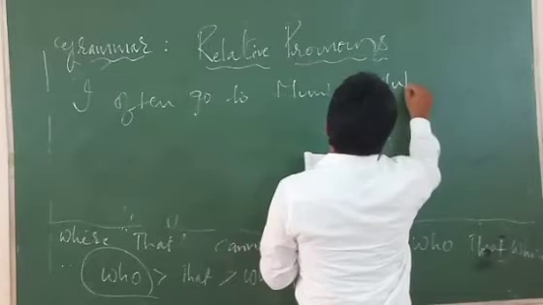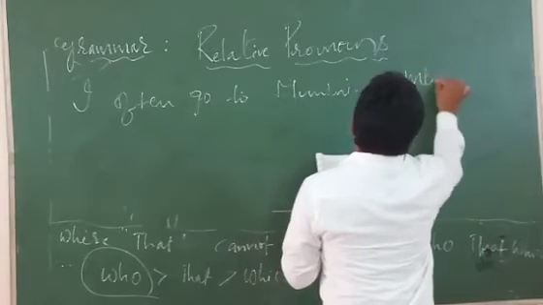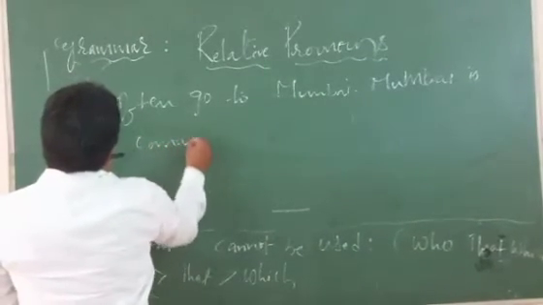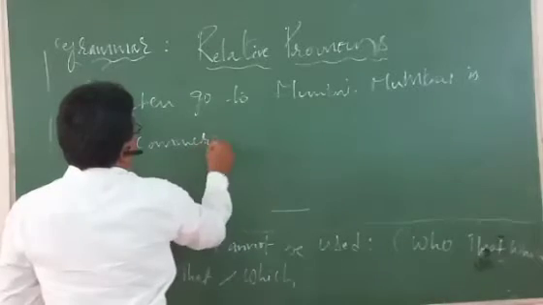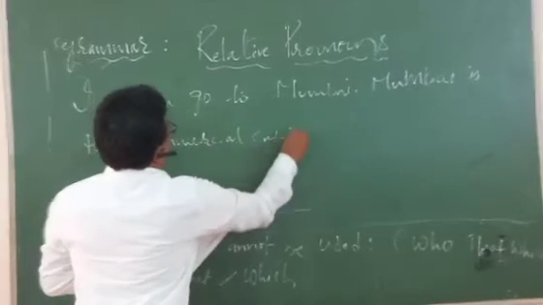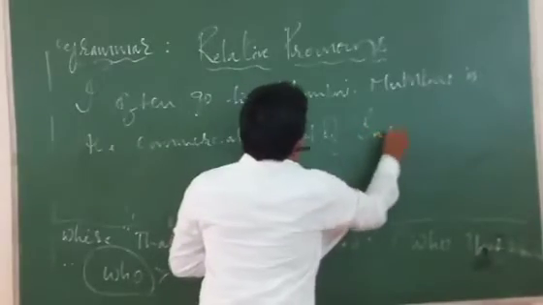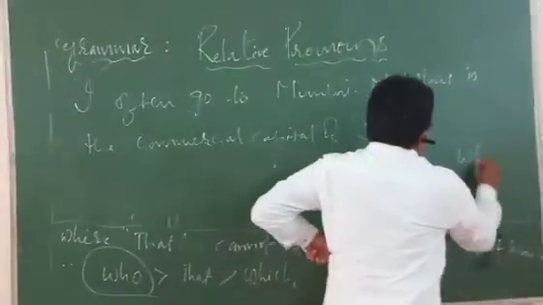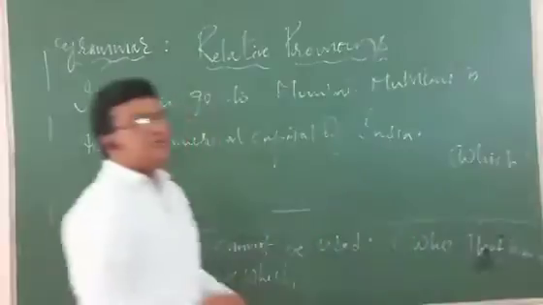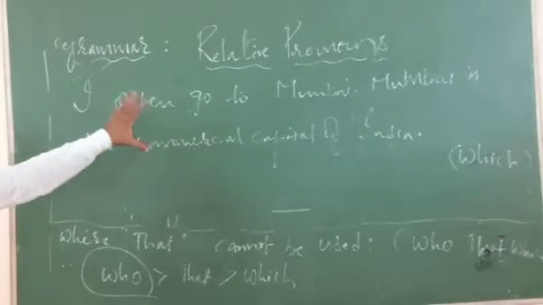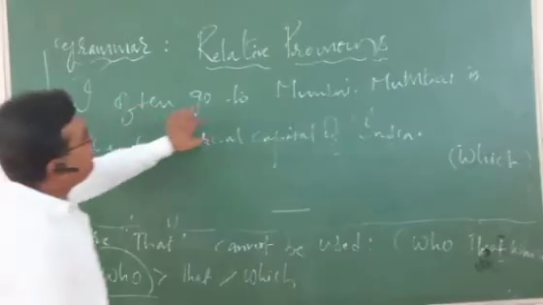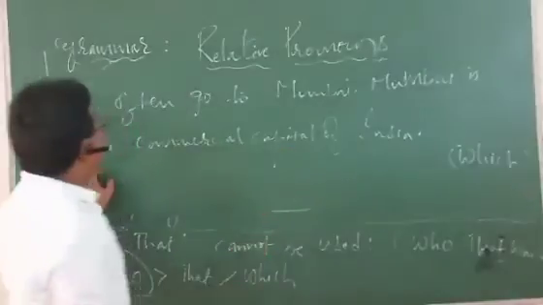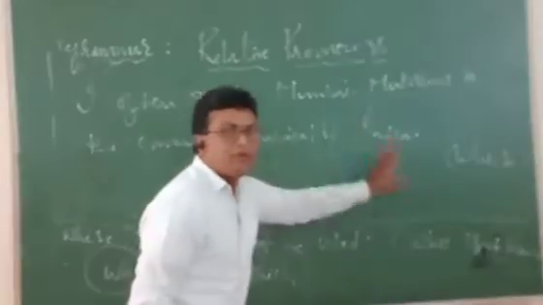Take another main clause given there. Mumbai is the commercial capital of India. You are given within the bracket over there, which. So we are guided already to use which as a relative pronoun to combine this sentence. I often go to Mumbai. You see here, now you are given there, Mumbai is the commercial capital of India.